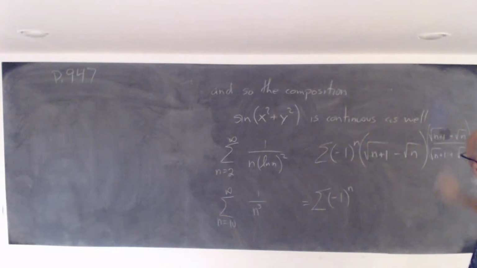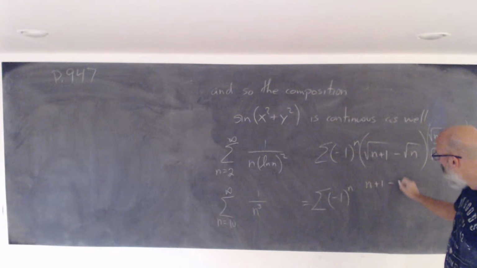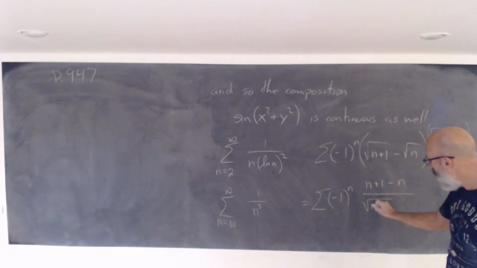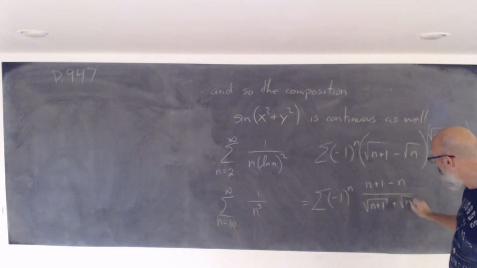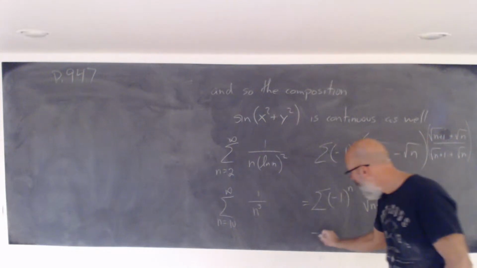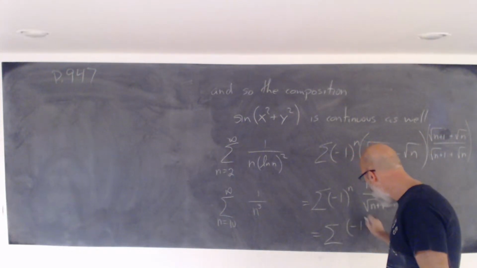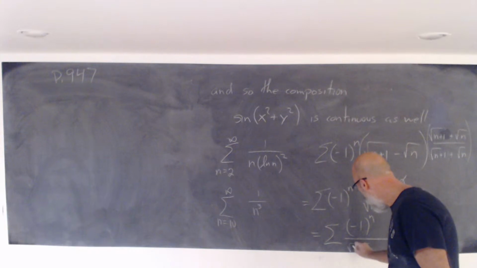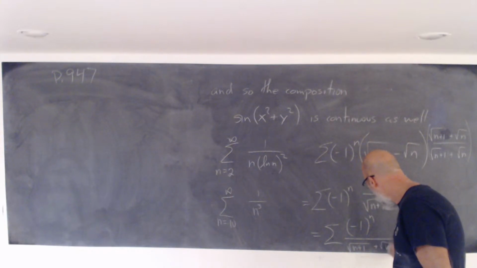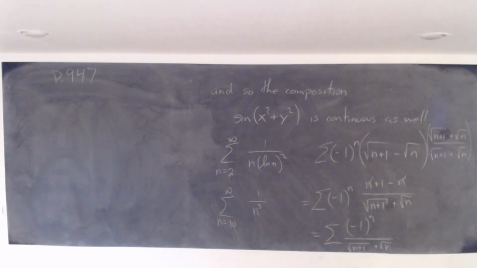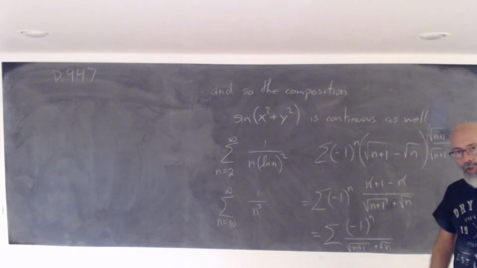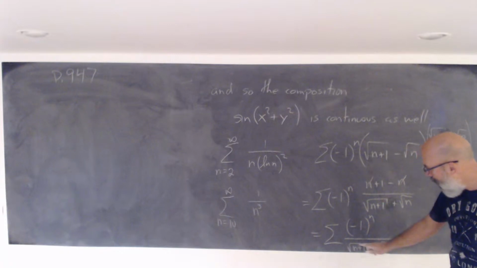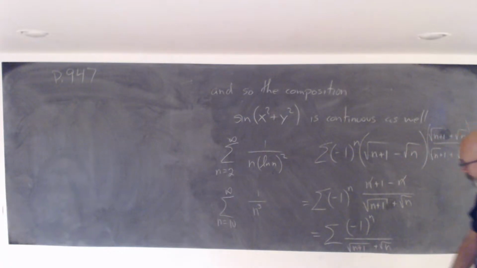And this becomes n plus 1 minus n, over square root of n plus 1 plus square root of n. These n's cancel out nicely. And now you just get this nice series. For large values of n, this positive 1 doesn't really play a role, so the denominator is like 2 root n.